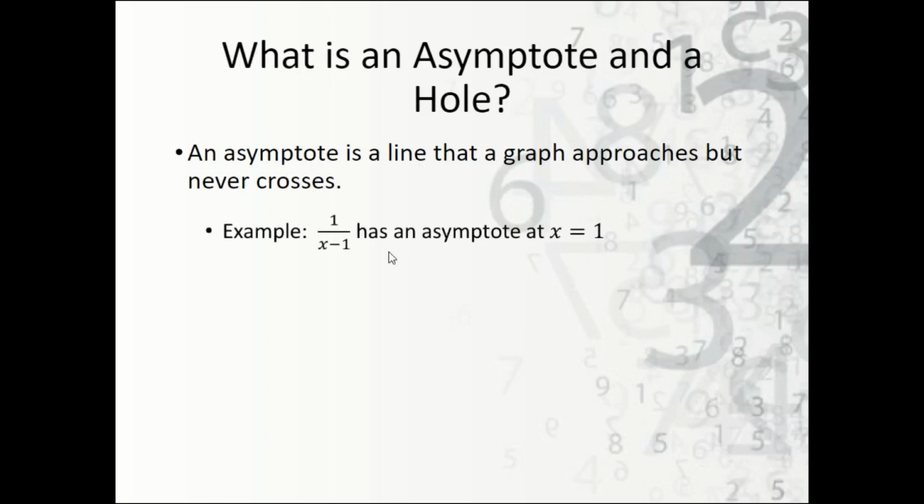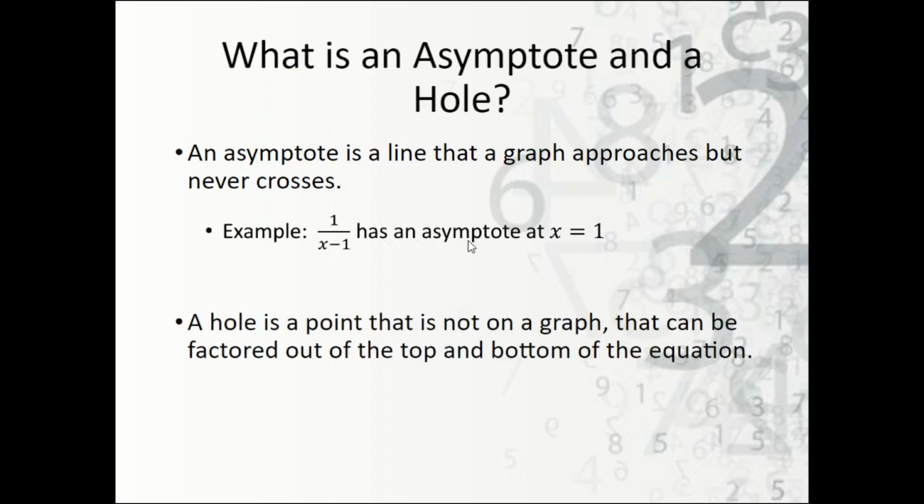So, an example of this would be 1 over x minus 1. And we can say that it has an asymptote at x equals 1 because anytime the denominator equals 0, that's a spot where it would be undefined because now we're dividing by 0. And remember from closure, anytime we divide by 0, we have an undefined value. So it's undefined at this point, so we create an asymptote there.